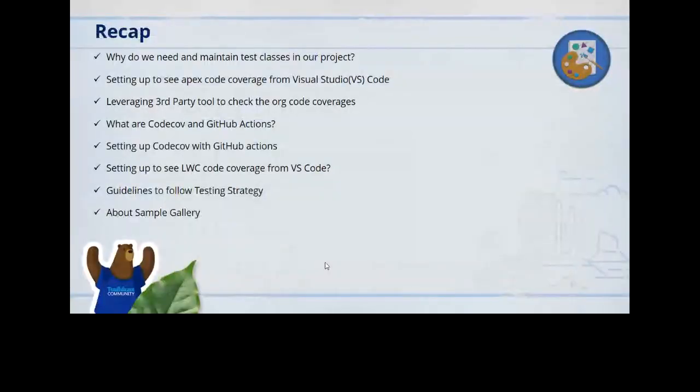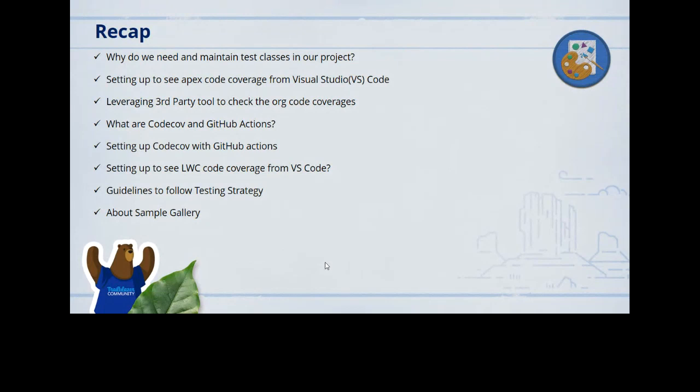Now, recap. We have already covered why we need and maintain test classes in our project. We need to check how much functionality we have covered as per the test class executions. Setting up to see Apex code coverage from Visual Studio Code: we have seen how to set up VS Code to see the code coverage, and how to leverage a third-party tool like CodeCov to check all code coverages.